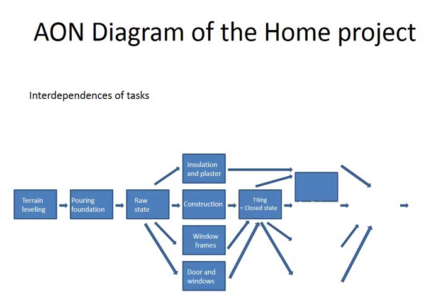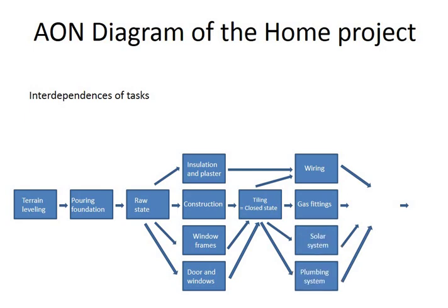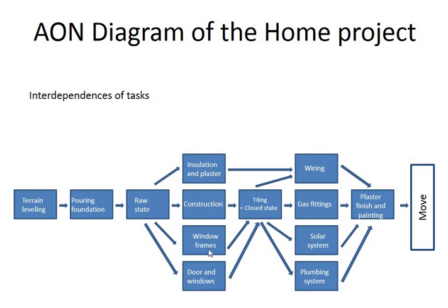What you can see here is our total product divided into parts, and we can see that the parts of it are interdependent, because in order to pour your foundation, you need first to level your terrain. In order to start the raw state, you need first your foundation. After that, you can start this one, this one, this one, and this one. After you're ready with this one, this one, and this one, you can do this one, and after that you can begin with this one, this one, this one.